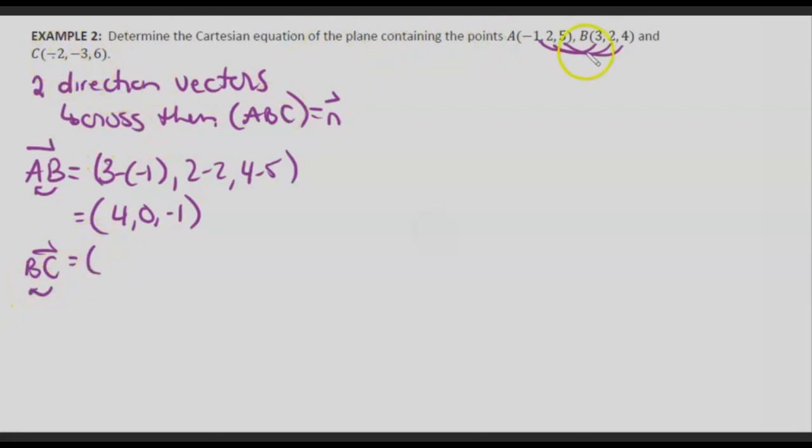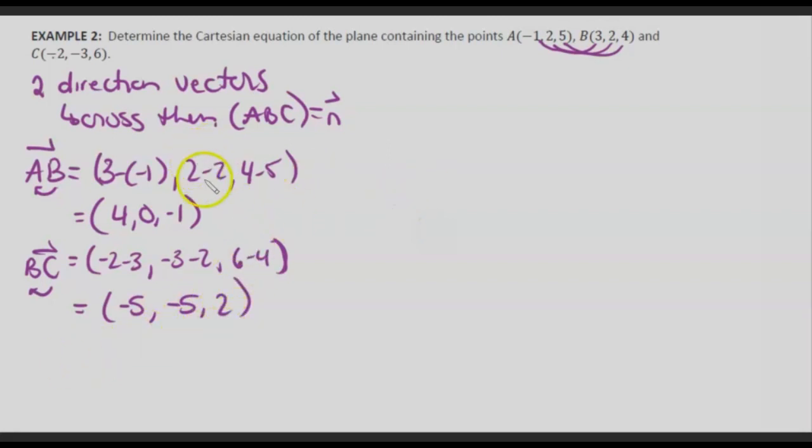So we have -2 minus 3, -3 minus 2, and 6 minus 4. Okay, so vector BC is going to be -5, -5, 2.